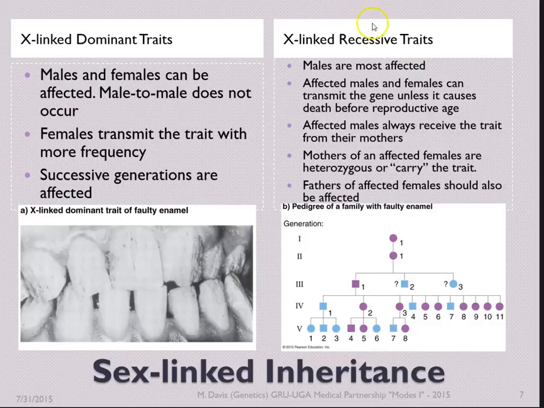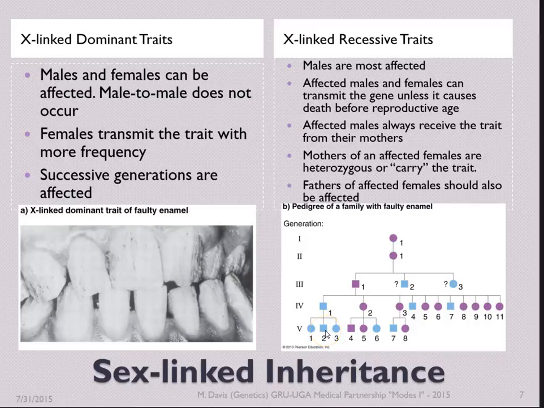X-linked dominant versus X-linked recessive traits are unique in that, first of all, they reside on the X chromosome. And so as we know, males do not pass on X chromosomes to their sons. So in this case, we usually don't see a transmission of male to male traits, whether it be a dominant or recessive trait. In X-linked dominant traits, females will transmit the trait with higher frequency, and successive generations are affected. In X-linked recessive traits, affected males will receive the trait from their mothers, who are carriers of the trait.